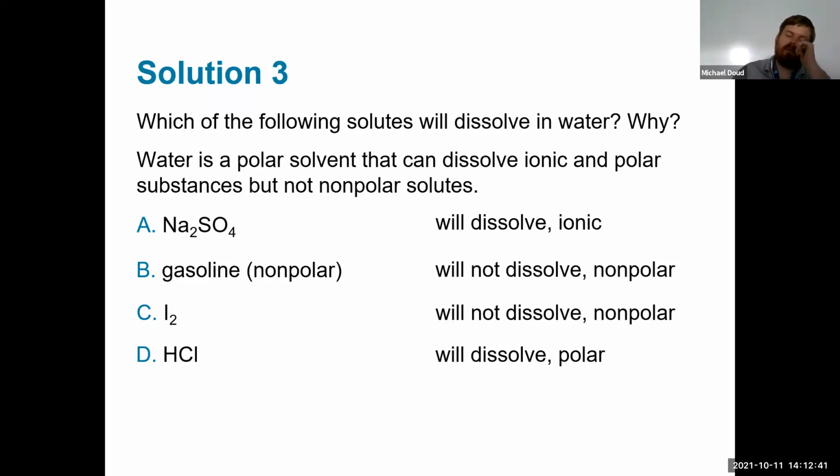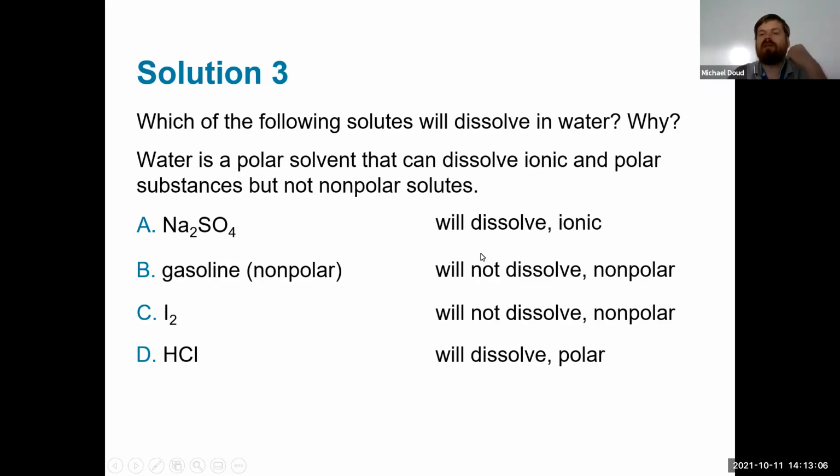Let's take a look. Well, sodium sulfate is ionic, and we know that ionic compounds tend to dissolve in water because water is polar. Gasoline, however, is nonpolar, and you can kind of guess that. You know that if you ever go to a gas station on a rainy day, you'll see a sheen of oil or gas on top of water. So that tells you that they're not mixing because you can see that sheen.